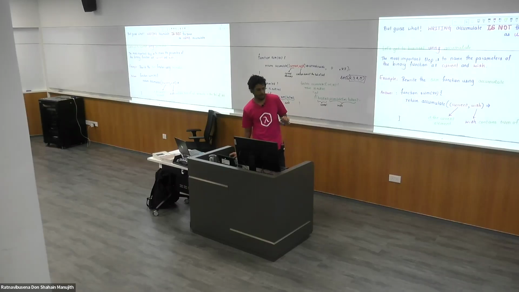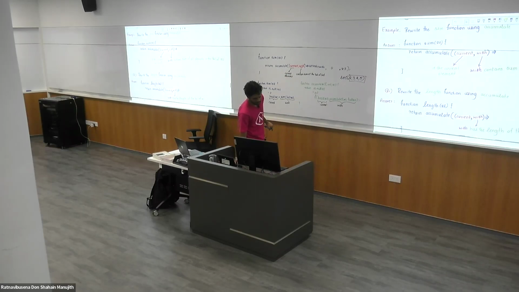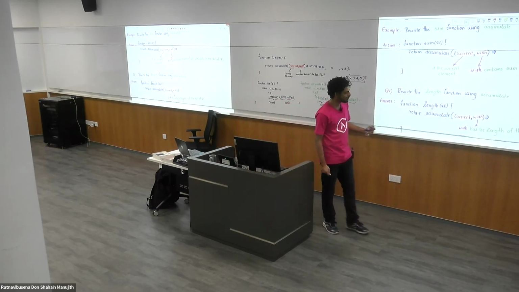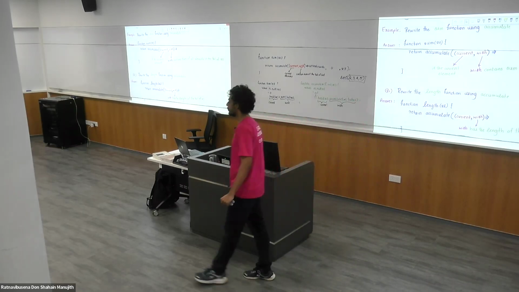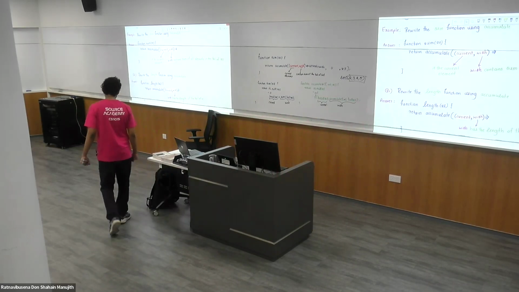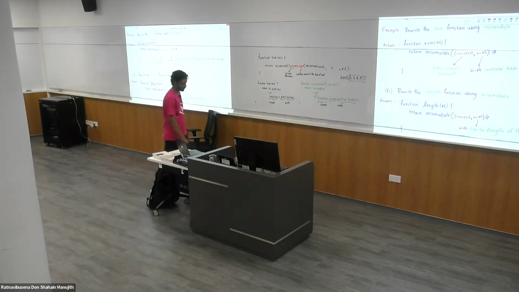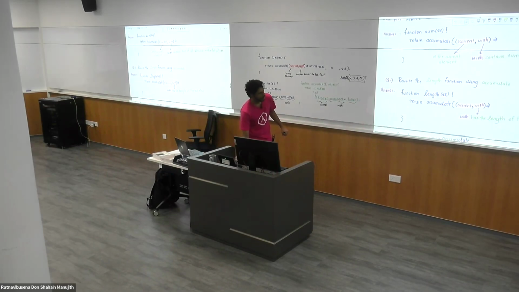Okay, so I hope you understand why I call it current and wish. Very easy. So let's do this again. Now I'll give an exercise to you. Rewrite the length function using accumulate. Now you do it by yourself. Rewrite the length function using accumulate. Don't use Source Academy. You write it on pen and paper.